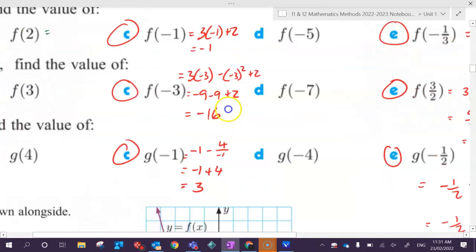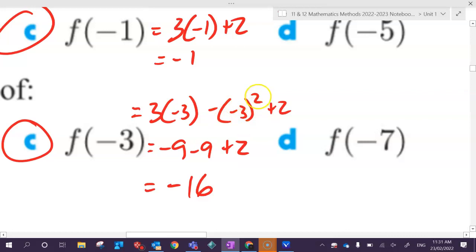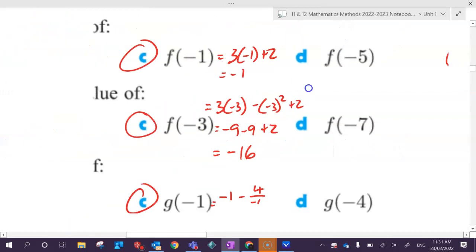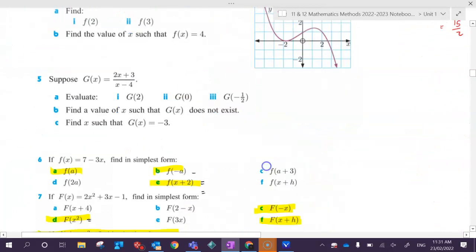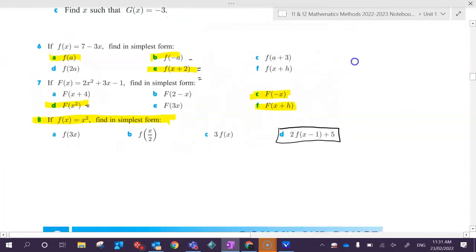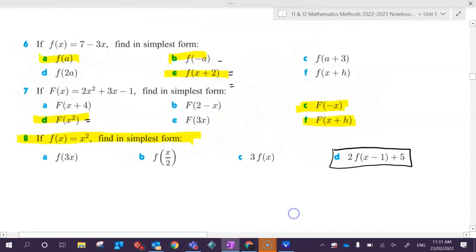Most common mistake when people get to -3 and they square it, they forget to make a +3, but then it had a negative in front of the bracket. So it was still 3 times -3, -9. Minus -3 squared is +9, but I've got to subtract it. So -18 plus 2 got me the -16. That's the one that sometimes upsets a few people.